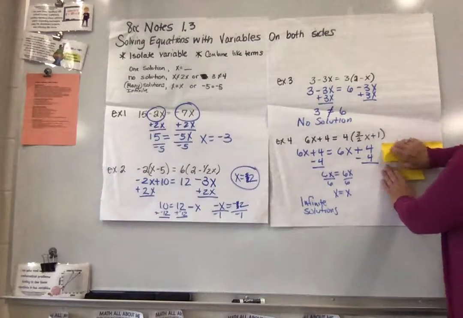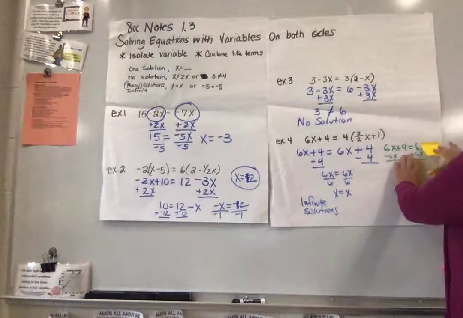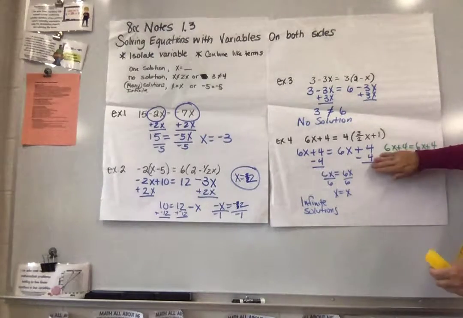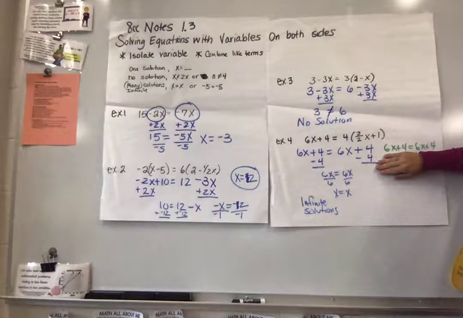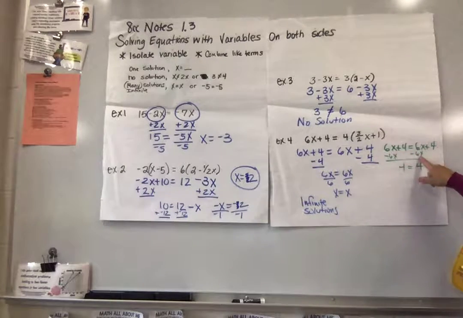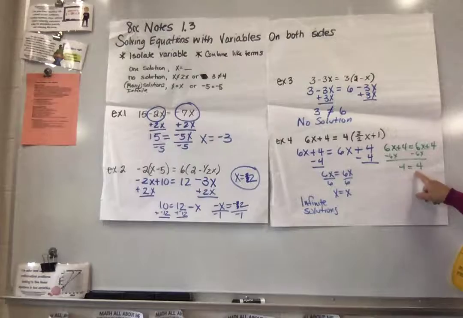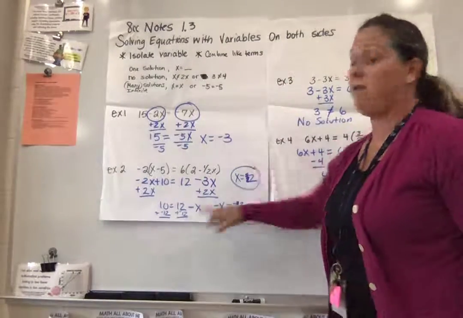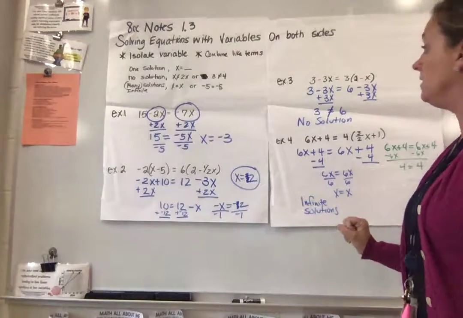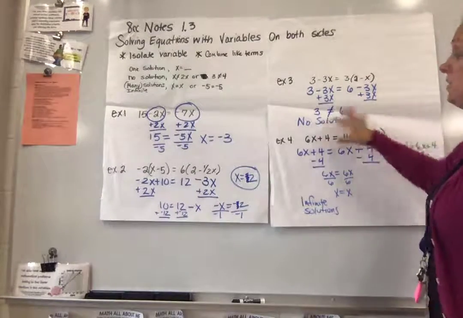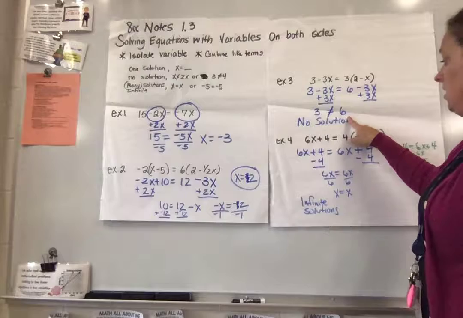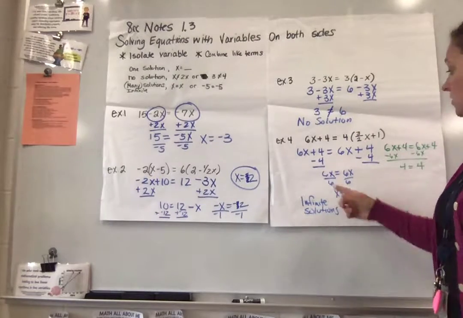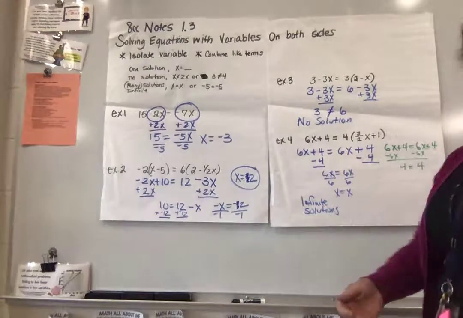If I choose to go ahead and combine like terms the other way, I can still have my 6x plus 4 equals 6x plus 4. When I subtract 6x from both sides, I get 4 equals 4, which is another true statement. So sometimes you'll have one value as the solution. Sometimes you'll have no values, which will result in an untrue statement. And sometimes you'll have infinite solutions, which will result in an x equals x or a value equals value.